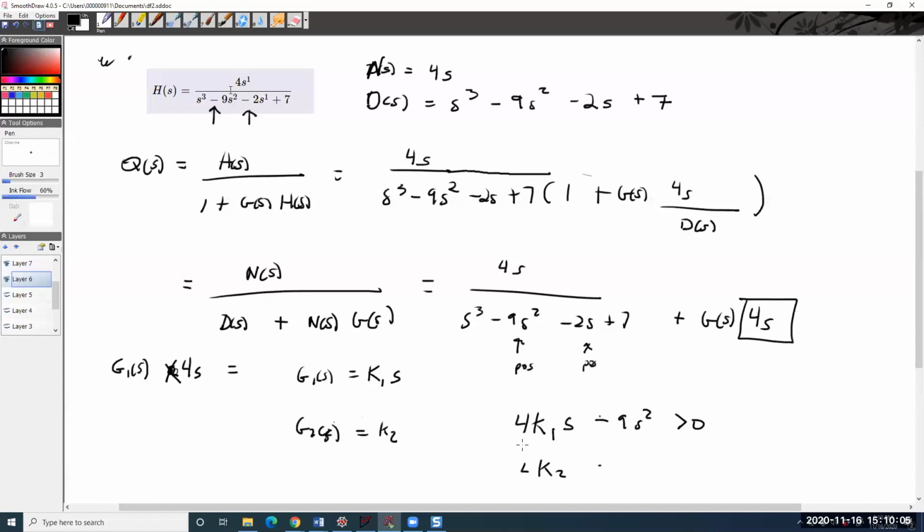Sorry, I left off the 4 there. 4K2S, that's S squared, minus 2S. And that has to be greater than 0. So anyway, you can just finish off the math from there, but that's how you determine your various G of S's. You can do it more formally, but basically I have G of S times a numerator, and I have to either keep multiplying by an S to get a term that's either missing or negative. Or if I had S cubed, I'd have to be dividing by S.